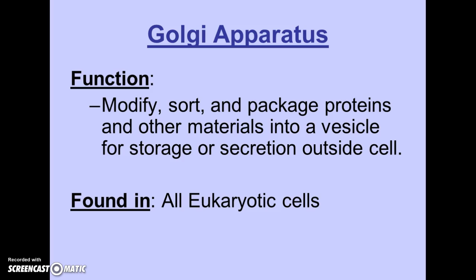A lot of times it will transport things to the Golgi apparatus. This is like the UPS of the cell. Once those proteins get to the Golgi, they get modified. The proteins might get changed and altered and sorted out, and they get packaged up into a new vesicle. And then that vesicle can either get stored in the cell, used in the cell, or transported to the cell membrane and then get secreted outside of the cell. All eukaryotic cells, again, since they all have ER, they're all going to have Golgi because they all make proteins.